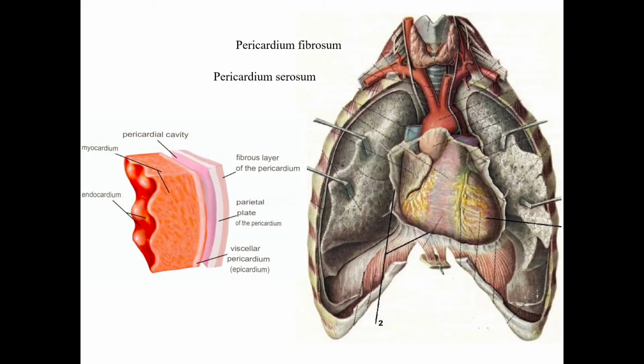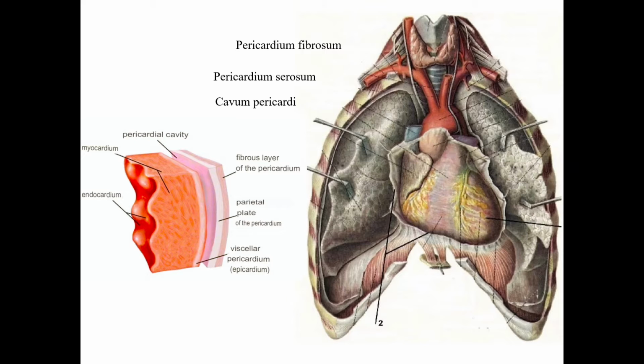The serous pericardium, pericardium serosum, has 2 plates: the parietal lamina, lamina parietalis, which lines the fibrous pericardium from the inside, and the visceral lamina, lamina visceralis, which covers the heart, being its outer shell, the epicardium. Between the parietal plate of the serous pericardium and its visceral plate, there is a slit-like space, the pericardial cavity, cavum pericardii, which contains a small amount of serous fluid.